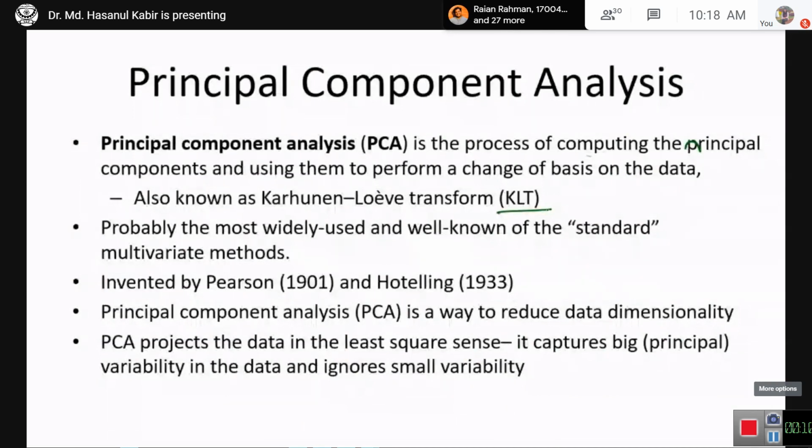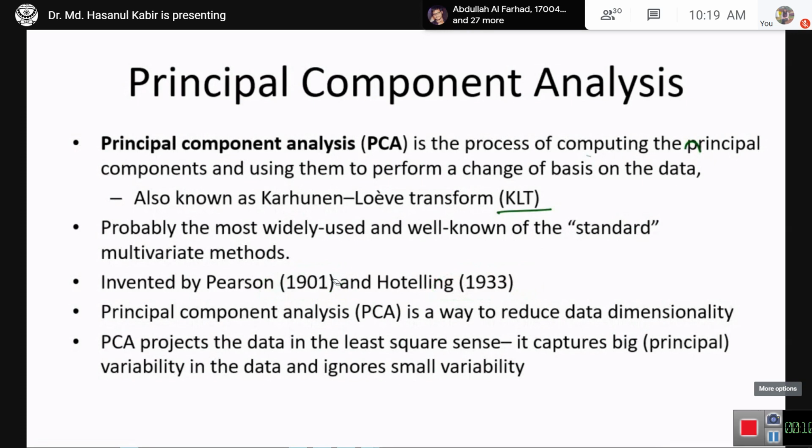Anyway, so PCA in signal processing is also known as KLT. And this is basically one of the popular techniques for multivariate data analysis. It was first proposed by Pearson in 1901, but it was independently also proposed by Hotelling in 1933.